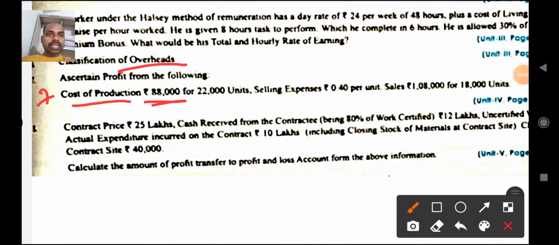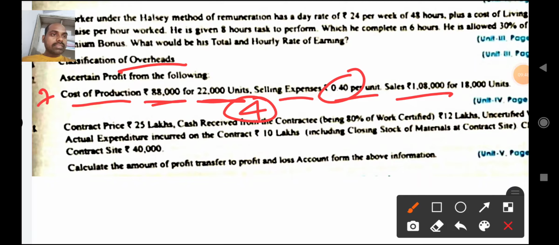Cost of production 88,000 rupees for 22,000, so per unit it will be 4 rupees. Selling expenses 40 paise per unit. Sales 1,08,000 for 18,000. See, one simple logic I'll tell. You have produced 22,000 and you have sold 18,000, so remaining will be your closing stock.